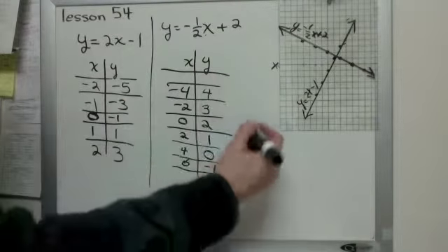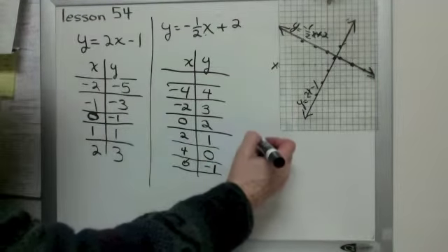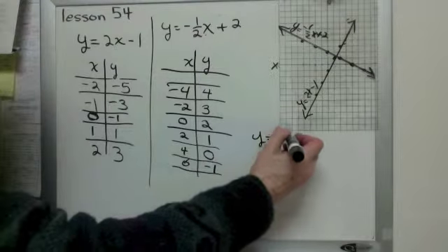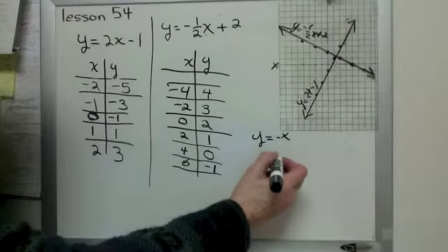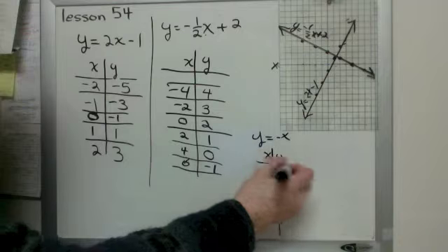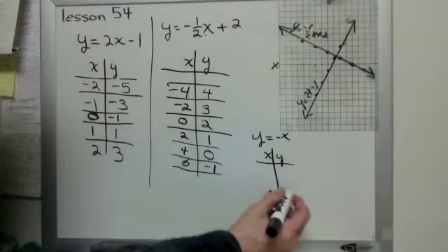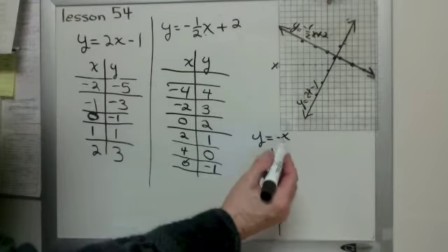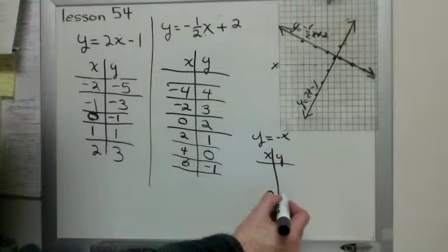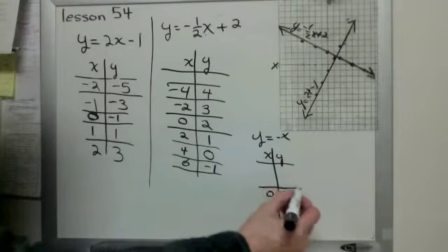And I have one more that I want to do here. I'll do it underneath here. Y equals negative x. So again, XY chart, right? And let's start with 0. So if x is 0, y equals negative 0. Is negative 0 the same thing as 0? Yeah, it is. So we'll just call it 0.